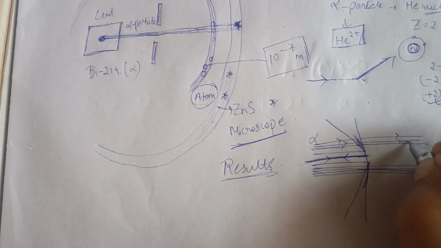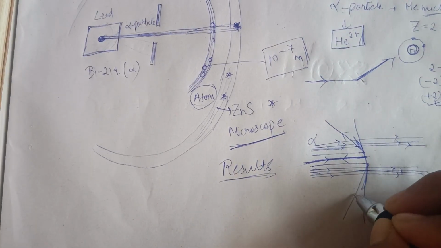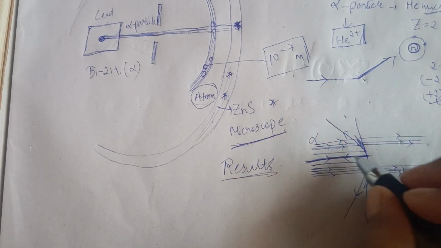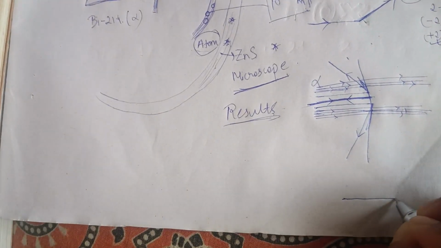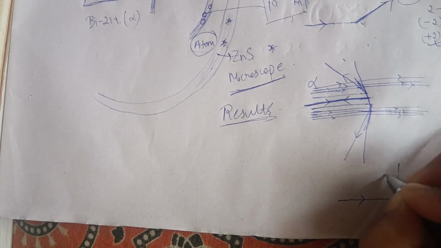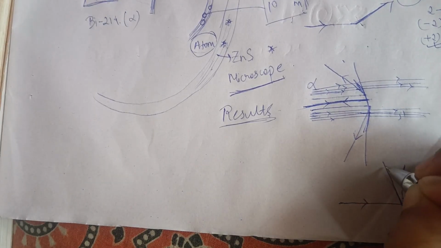Most of the alpha particles were undeflected. A few of them were deflected by small angles. Some were deflected by angles greater than 90 degrees. So what do we mean by that? This is the incident direction. This is 90 degrees, right? So they deflected more than 90, like this.